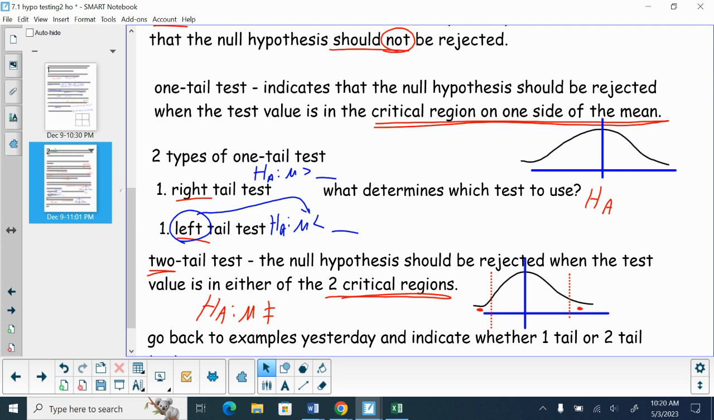A contractor wishes to lower bills by using a special type of insulation in the house. Average monthly bill is $78. One tail or two tail, Adam? One tail, down to the left. Okay. Once again, I try to give you key indicators to make this a lot easier on you to be able to determine what you have.